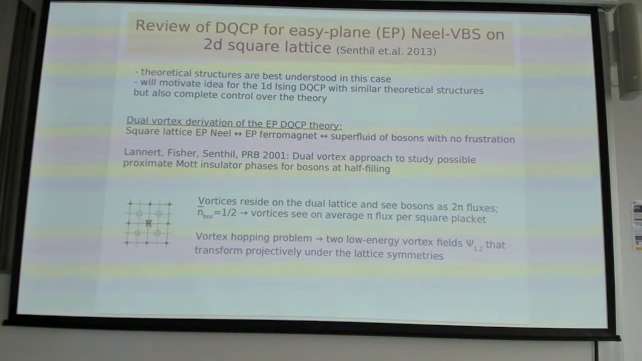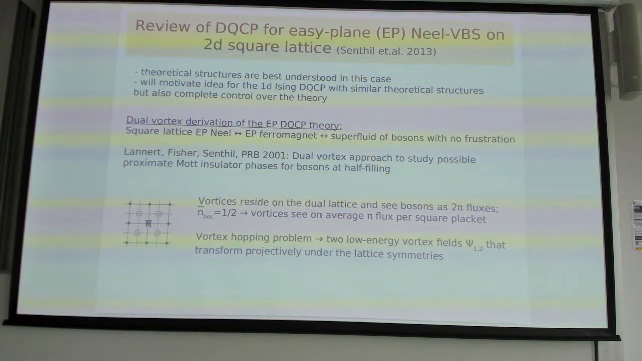And back in 2001, Lannert, Fisher, and Senthil tried to use the dual vortex approach to study proximate insulating phases of bosons at half filling. So the idea being that the perspective coming from vortices is non-perturbative, and complicated phases in the direct language may be more naturally seen in the dual perspective. So here, I have a square lattice of bosons at half filling. Vortices reside on this dual lattice, and vortices see each boson as a source of 2 pi flux. Now, when the bosons are at half filling, these vortices see on average pi flux through the plaquette.